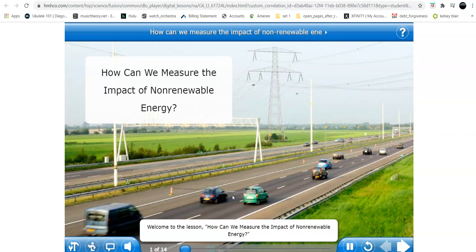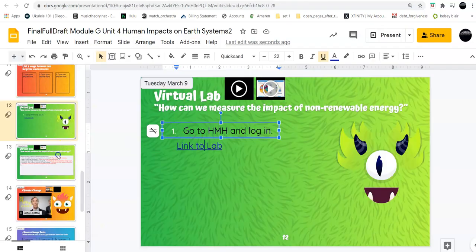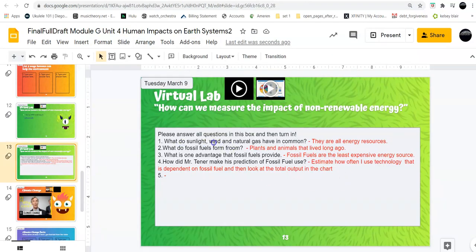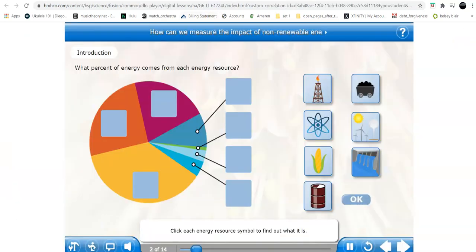Welcome to the lesson, How Can We Measure the Impact of Non-Renewable Energy? In this lesson, you'll investigate the effects of burning fossil fuels in everyday activities. What do sunlight, gasoline, and coal have in common? They are all energy resources, natural resources we use to generate energy. This circle graph shows the percent of energy the United States gets from different energy resources. Click each energy resource symbol to find out what it is. Then, drag each energy resource to its correct place in the graph and click OK.